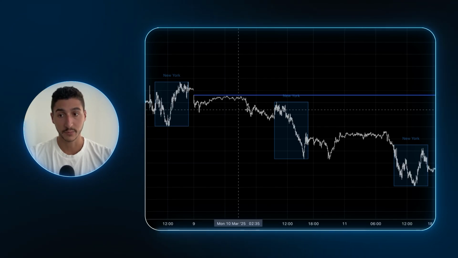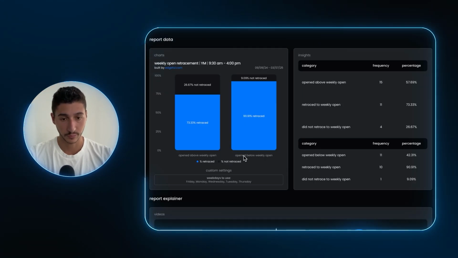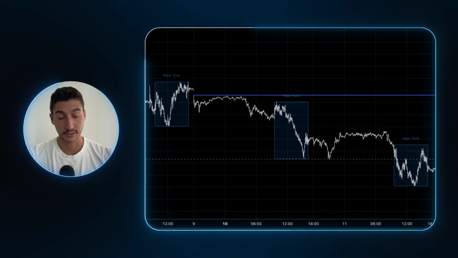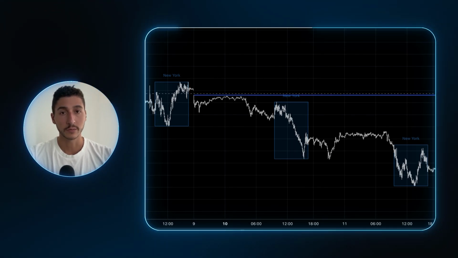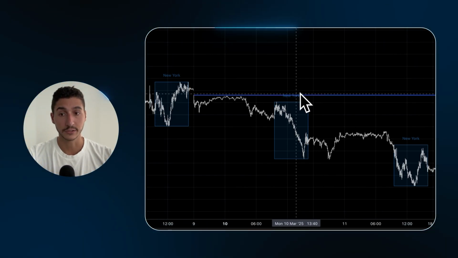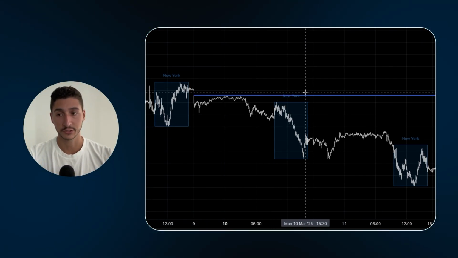Now, in a week like what seems to be this week, it has not touched the opening price at any point. So in this case, it opened below, which would be in this category here. And then it did not touch, and it doesn't seem like it's going to, this weekly opening price. So this is an example of where price did not retrace in the New York session.